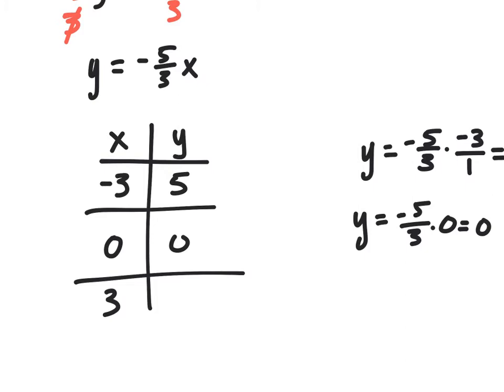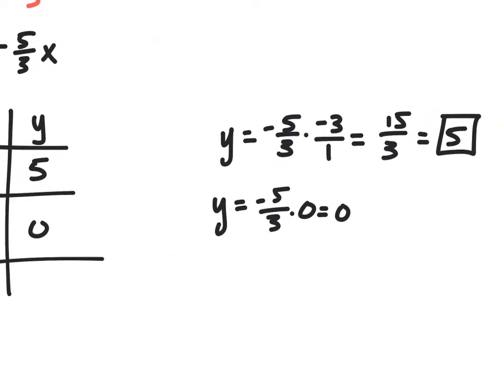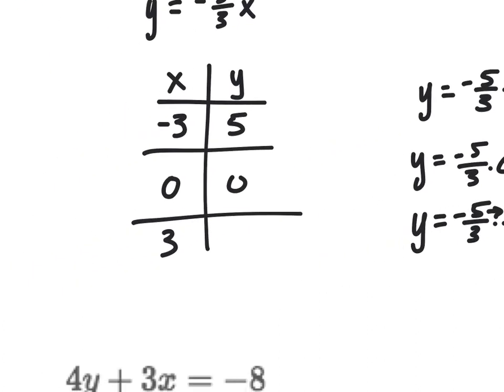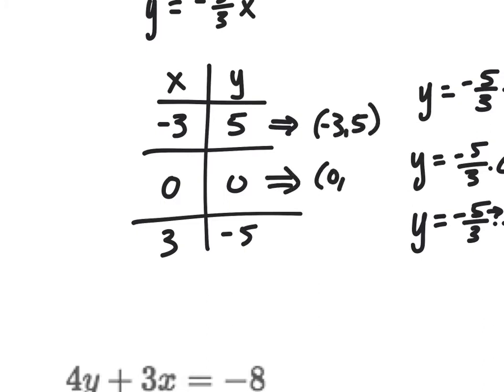That gives me that point there. Then if I plug in 3, I get y is equal to negative 5/3 times 3 over 1. When I multiply those together, I get negative 15 over 3, which gives me negative 5. So what I end up getting are these points. This turns into the point negative 3, 5. This turns into the point 0, 0. This turns into the point 3, negative 5.